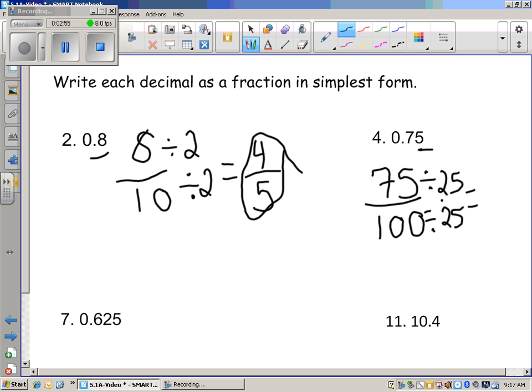75 divided by 25 is going to give me 3 on top. And 100 divided by 25 is going to give me 4 on the bottom. 3/4 is our final answer because it is in simplified form.